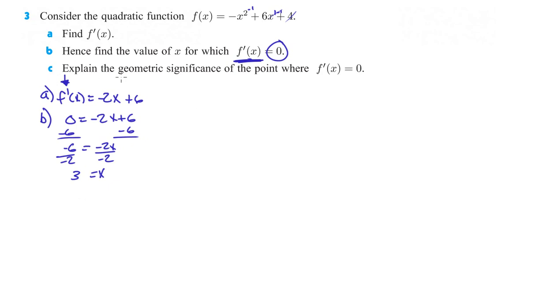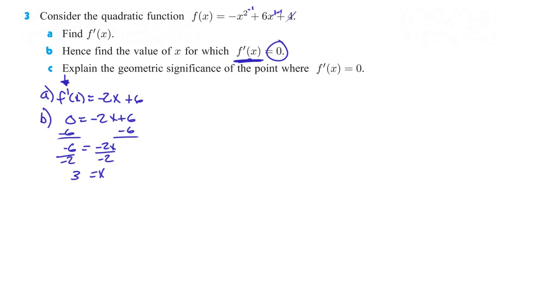Anyway, part C, explain the geometric significance of the point where f prime of x equals 0. Oops, kind of let the cat out of the bag there. When f prime of x equals 0, that's the slope equals 0. So again, that means it's going to be a minimum or a maximum.